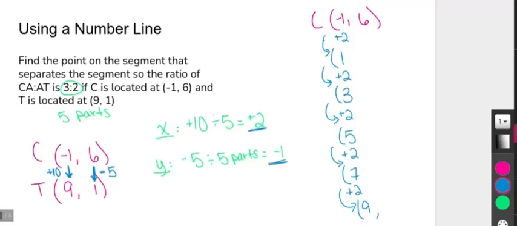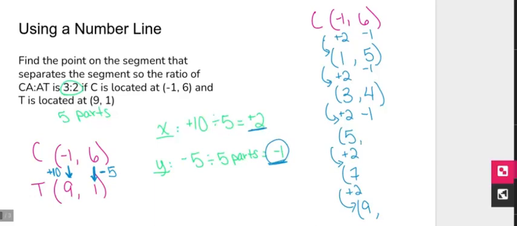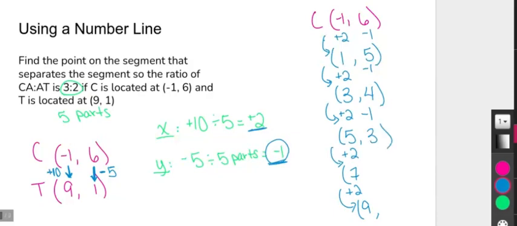Now we're going to repeat this same process for our y's, but instead of going up by 2, we're going to go down by 1. So down by 1 means I'm going to go to 5, go down another 1, 4, another is 3, another is 2, and then finally 1. And again, because I jumped 5 times, this T is my end point.